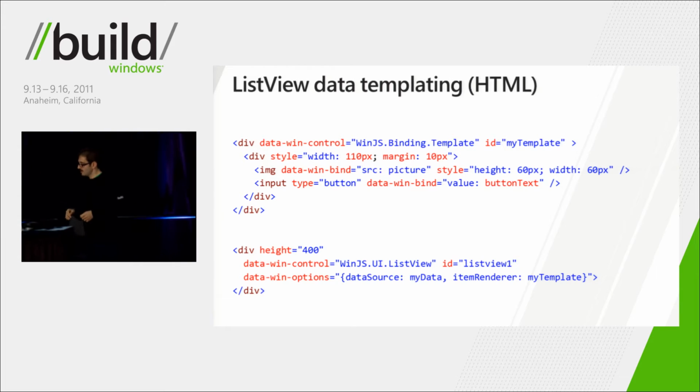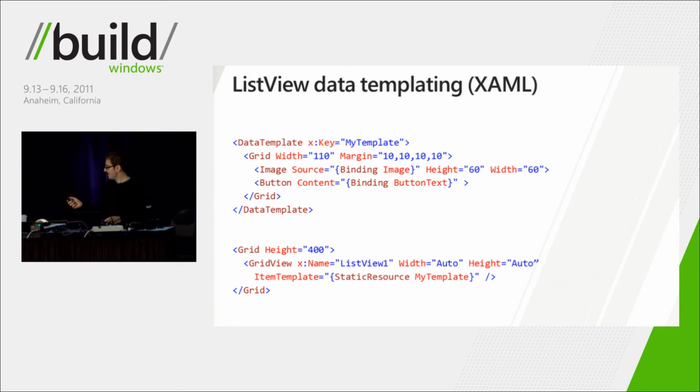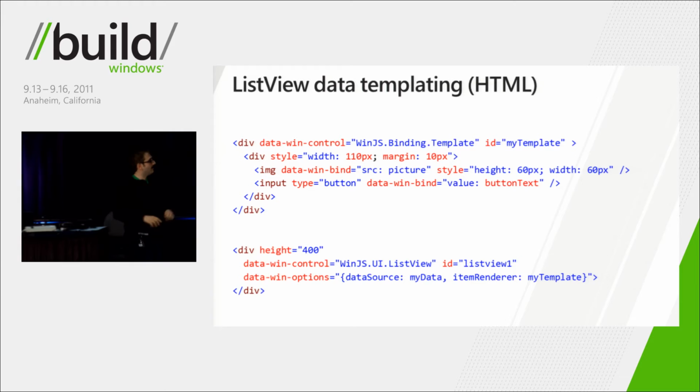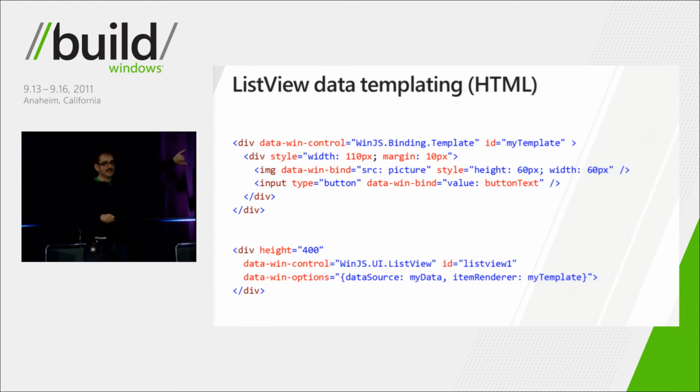And actually, is this the right order? Hold on. Yeah, OK. I'll do the HTML one first. So you see in the bottom there, I have my list view that I've created, data-win-control equals WinJS.UI.ListView. And then one of the options I passed it was itemRenderer, my template. And then up above is just a blob of HTML, which is that template. And you can see that in that template, I was able to include an image. In that template, I was able to include a button. So you include interactive elements inside your templates, too.